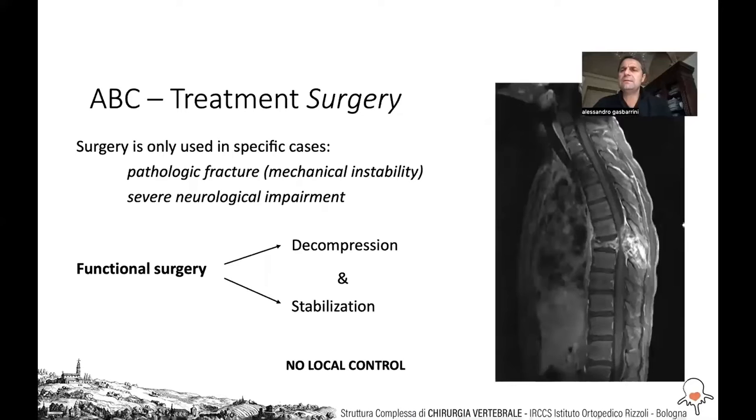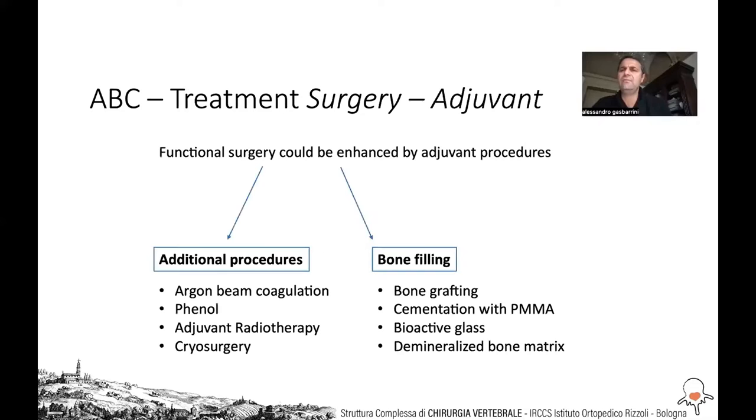As already stated, nowadays surgery is not the first choice. It should be performed in selected cases only: pathological fracture that presents mechanical instability and severe neurological impairment. The goals of surgery are to stabilize the spine and to protect the neurological structures. The primary goal is not to treat the cyst lesion itself.